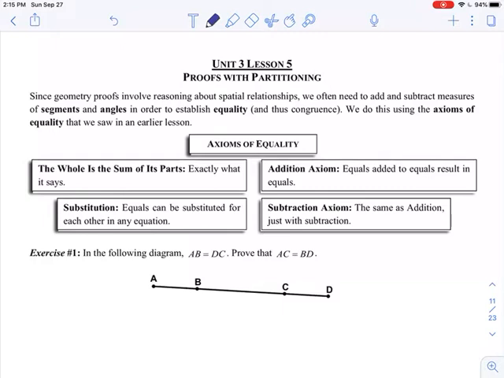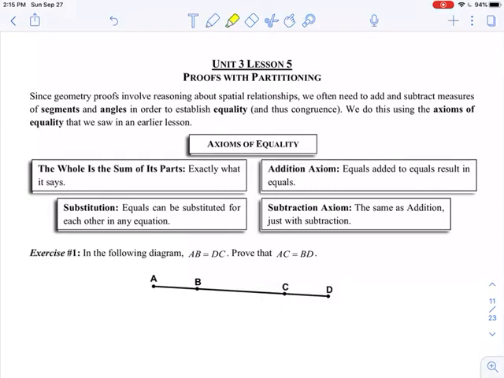Hi GOH, this is Unit 3, Lesson 5, and today we're going to do proofs with partitioning. So a lot of times when we're doing these geometry proofs, we're going to need to add or subtract either angles or segments together in order to prove the side or the angle that I actually need for the proof.